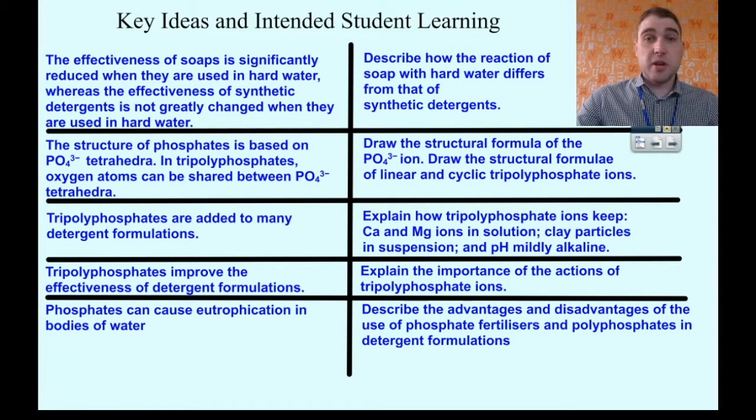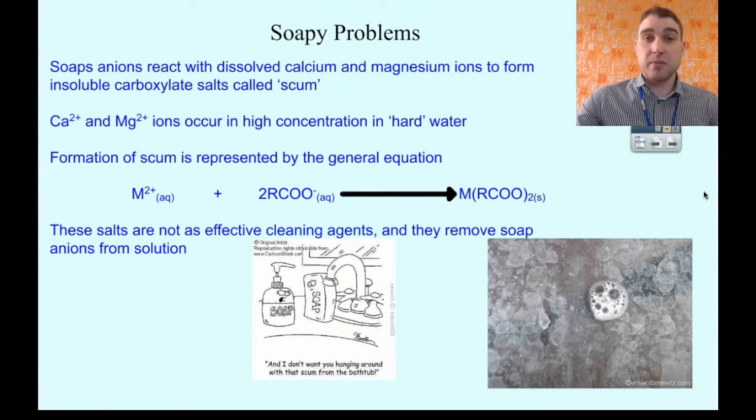So you need to be able to describe how the reaction of soap with hard water differs from that of synthetic detergents, draw the structural formula of the phosphate ion, and draw the structural formula of linear and cyclic tripolyphosphate ions, explain how tripolyphosphate ions keep calcium and magnesium ions in solution, clay particles in suspension, and pH mildly alkaline, explain the importance of tripolyphosphate ions, and describe advantages and disadvantages of the use of phosphate fertilizers and tripolyphosphates in detergent formulations.